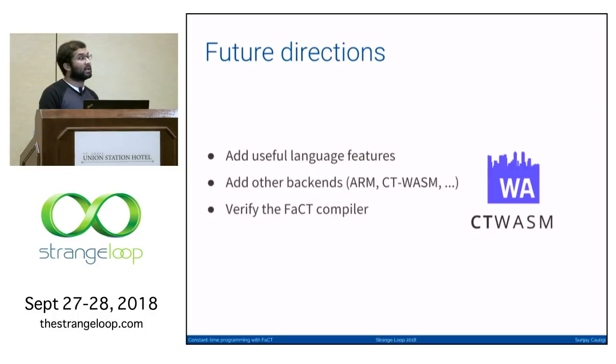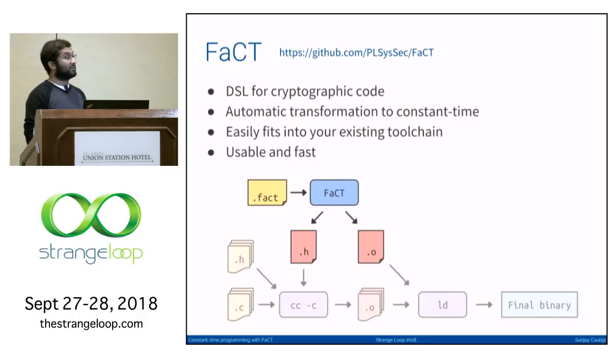There's also the constant time WebAssembly specification, which I am also involved in, which is an addition to the WebAssembly spec for constant time programming, so you can have crypto safely in your web browser. And we'd also like to verify the FaCT compiler itself. So prove that the transformations preserve semantics and that they result in constant time code without having to rely on an external verification tool. So that was FaCT.